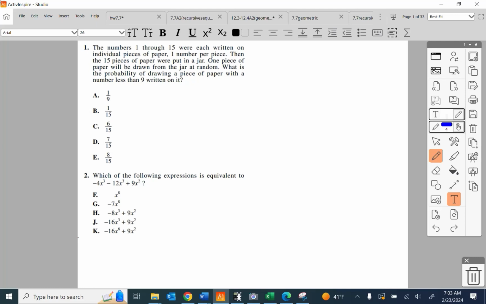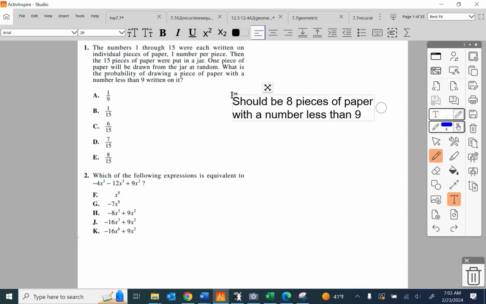The numbers 1 through 15 were each written on an individual piece of paper, one number per piece. Then the 15 pieces of paper were put in a jar. One piece of paper will be drawn from the jar at random. What is the probability of drawing a piece of paper with a number less than 9 written on it? So there should be 8 pieces of paper with a number less than 9. Okay, so that's 8 pieces out of what, 15?